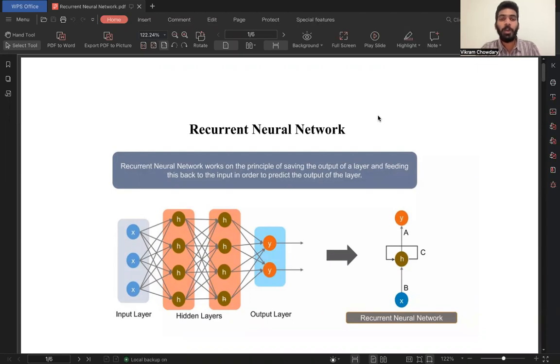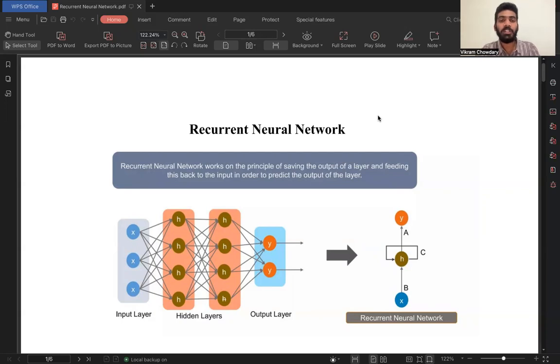Coming to the topic, the neural network is one of the most popular machine learning algorithms, as we all know, and it also outperforms other algorithms in both accuracy and speed. We use different neural networks to get the output. Today our lecture is about RNNs, which stands for recurrent neural networks.